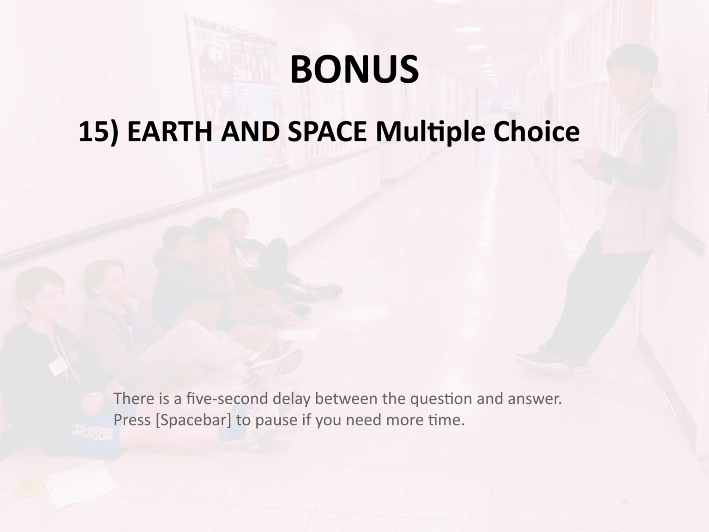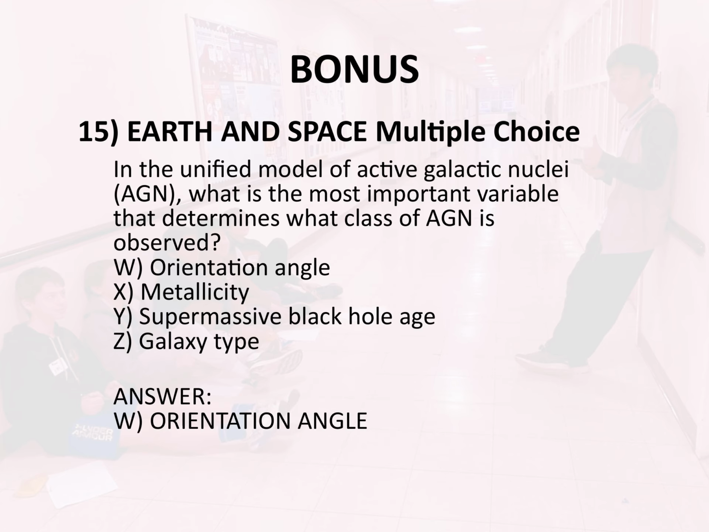Bonus 15. Earth and space multiple choice. In the unified model of active galactic nuclei, what is the most important variable that determines what class of AGN is observed? W. Orientation angle. X. Metallicity. Y. Supermassive black hole age. Z. Galaxy type. Answer. W. Orientation angle.